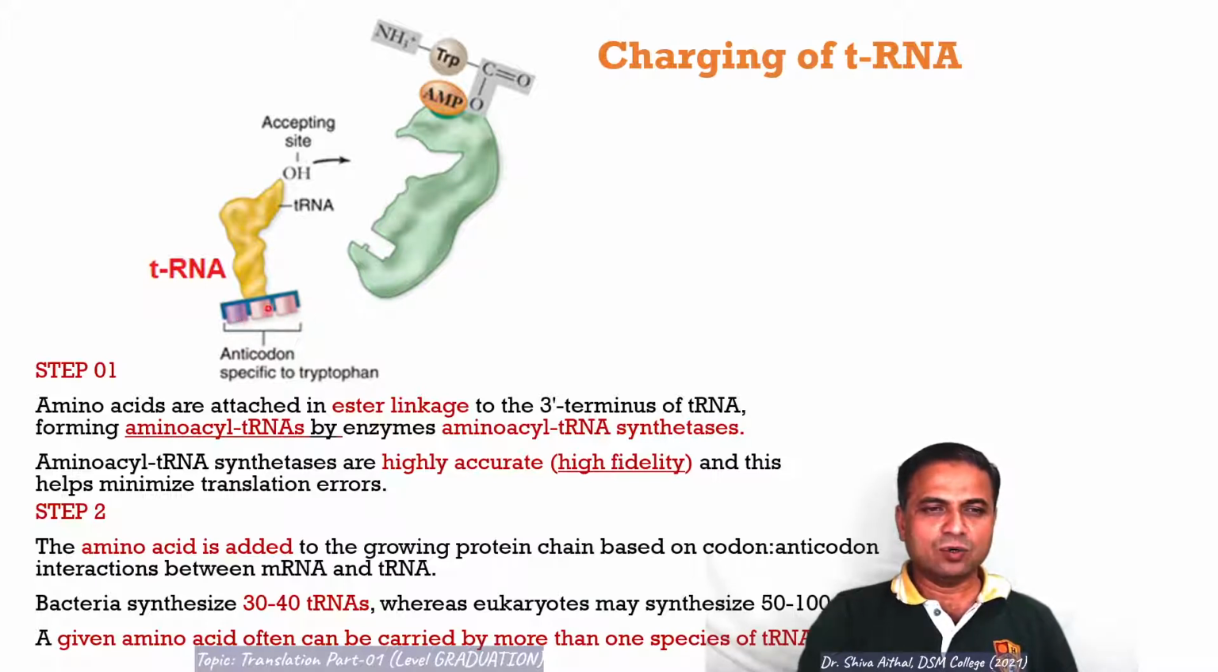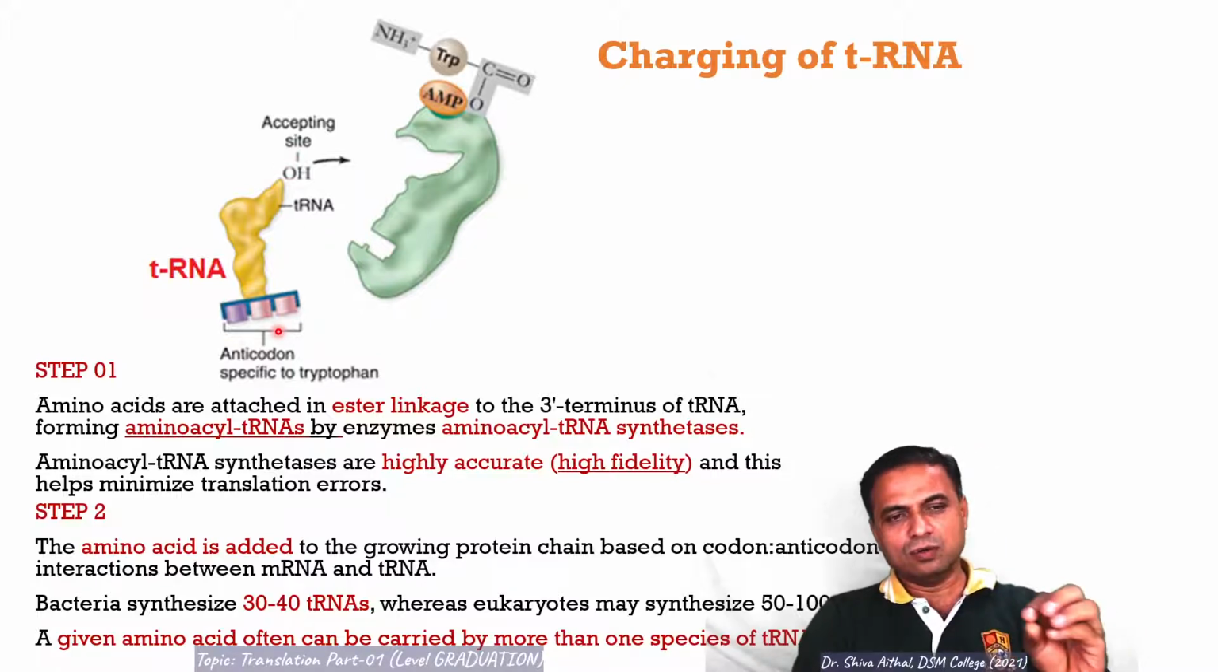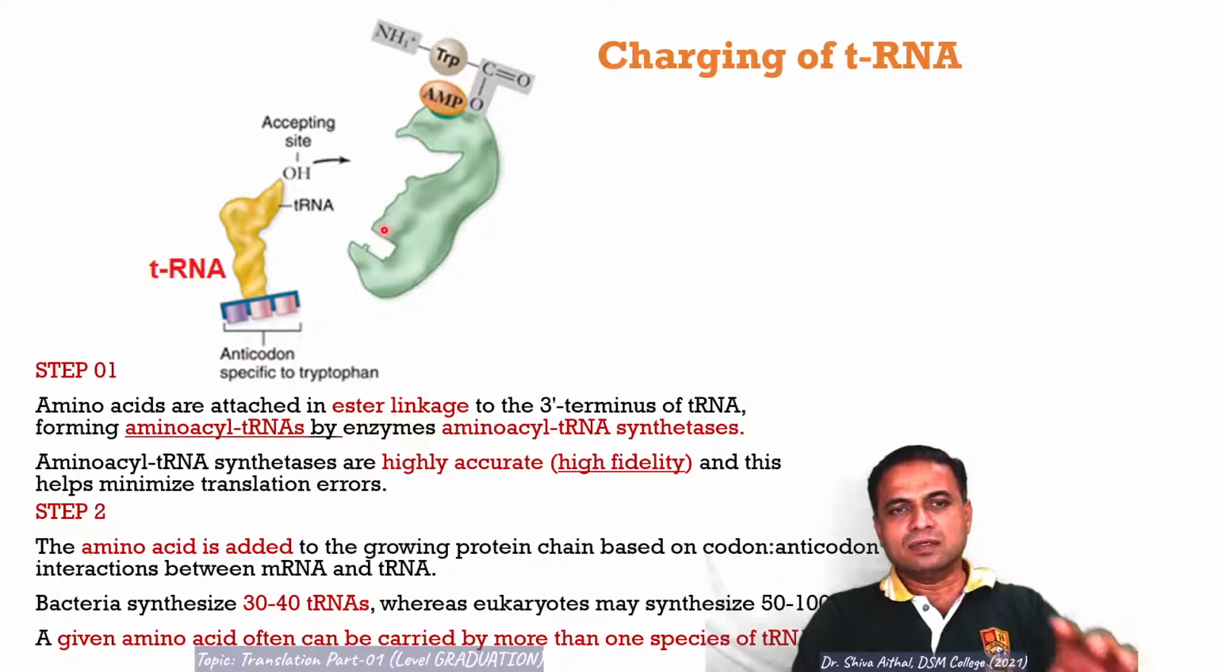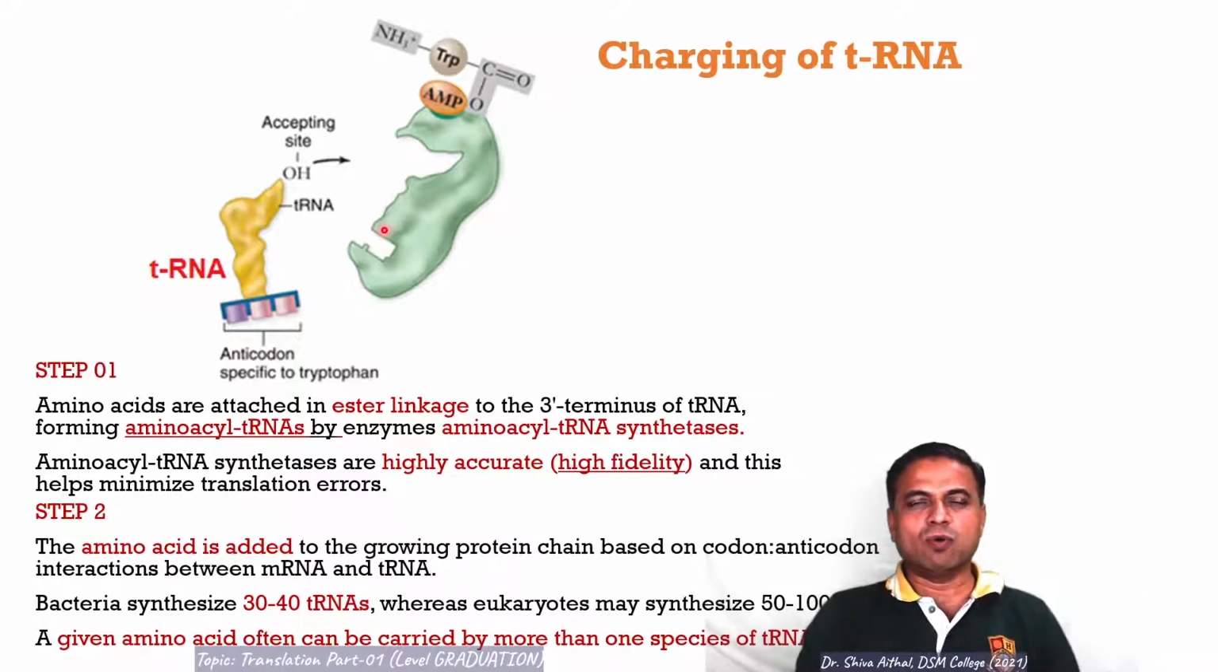So even the anticodon site is fitting in the enzyme, and the anticodon and the codon binding takes place afterwards, but here the accepting of the tRNA by this amino acid containing amino acid tRNA synthetase is a very important energy requiring step, and this is continuously going on in the cell. In the step 2 of this charging of the tRNA, the amino acid is added to the growing protein chain based upon the codon and the anticodon, that is tRNA's anticodon and the codon of the mRNAs.